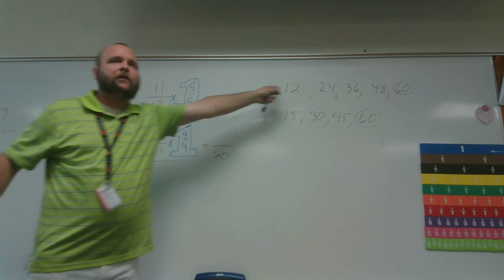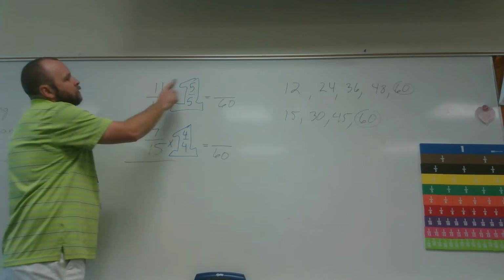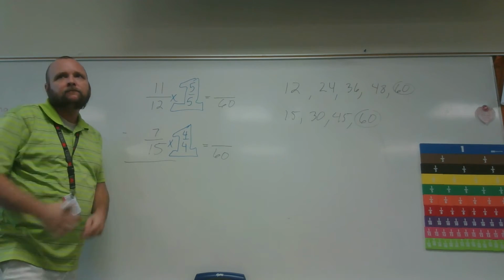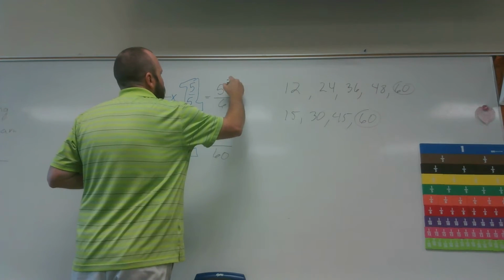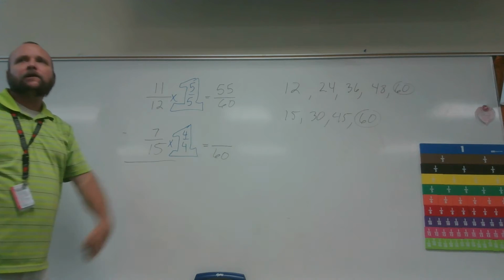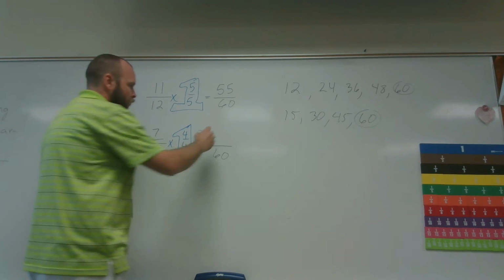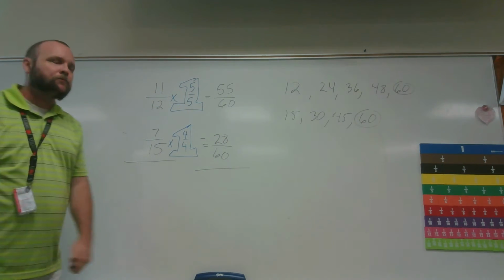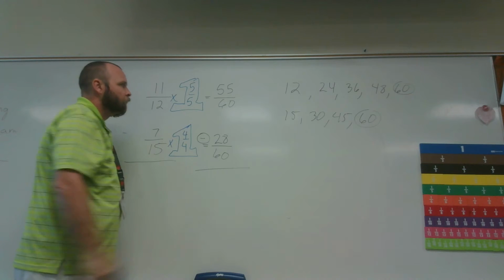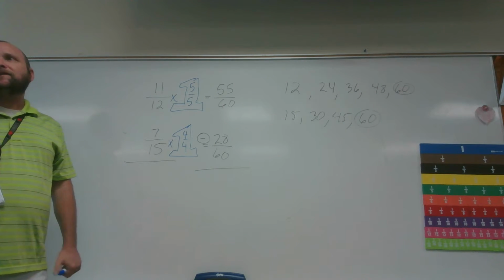Okay, so 11 times 5 is 55. 7 times 4 is 28. And it's a subtraction problem. So we have 55/60ths subtract 28/60ths.